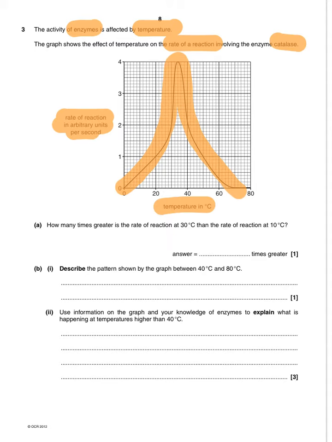for enzyme activity. How many times greater is the rate of reaction at 30 degrees than the rate of reaction at 10 degrees? With this one, the key thing is that you must measure really exactly on the line, going up, and making sure you get it at the point where it hits exactly. And then you should have two values, and then you should be working out how many times greater. This looks fairly straightforward. It looks like 2, 0.5. So I'd probably go with those and won't put in any decimal places.